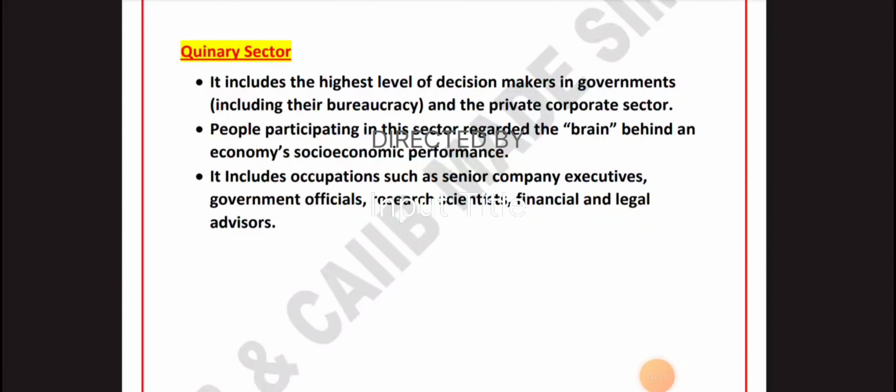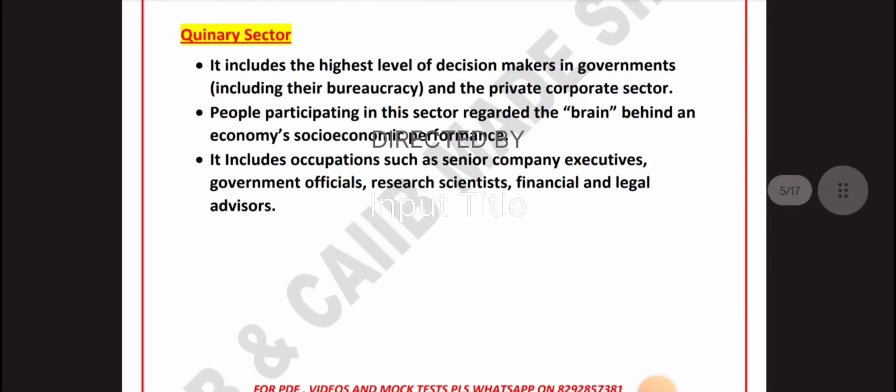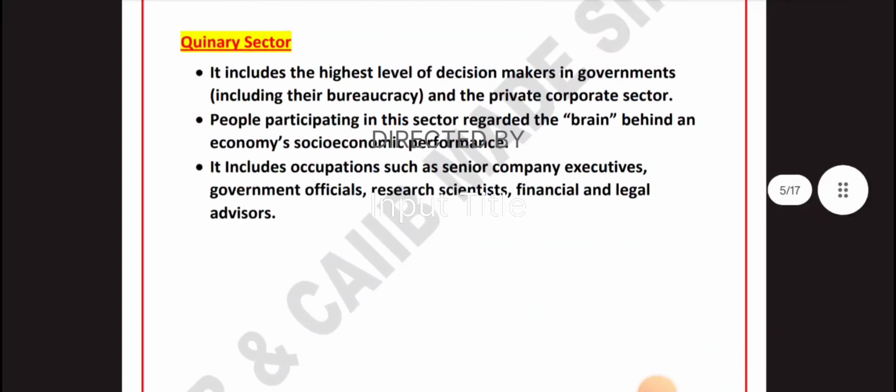So friends, senior company executives are the individuals who hold high-level positions in companies such as CEO, CFO, CMO. Government officials at the highest level such as president, prime minister, cabinet minister, and other top-level bureaucrats also fall under the quinary sector. Now, research scientists who work in cutting-edge fields such as biomedical research, space exploration, or environmental studies are also part of the quinary sector. These scientists conduct advanced research, develop innovative technology, and contribute to the overall scientific knowledge base.